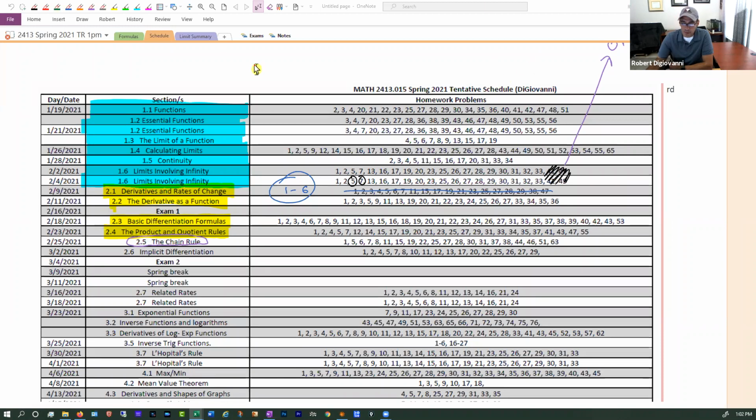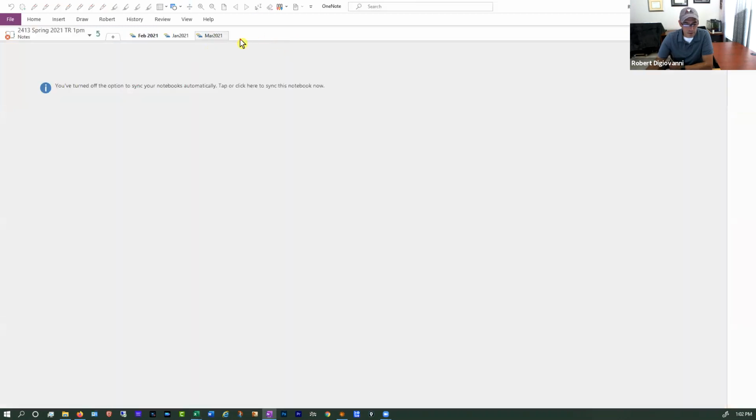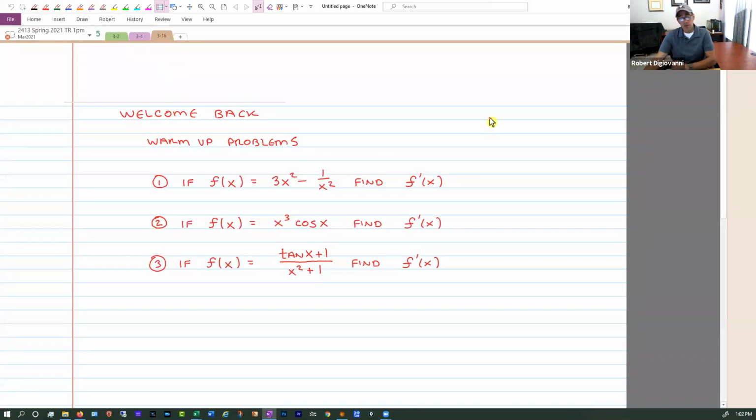All right, here we go. So to the notes. We're going to start with some warm-up problems. These are problems that you should be able to do right now at this point. Now, you might need your formula sheets. You might need to refer to your notes, but I'd like for everyone to work these three problems out.